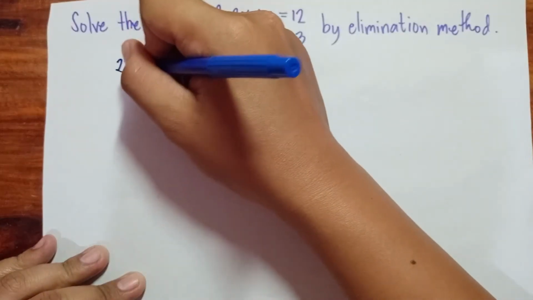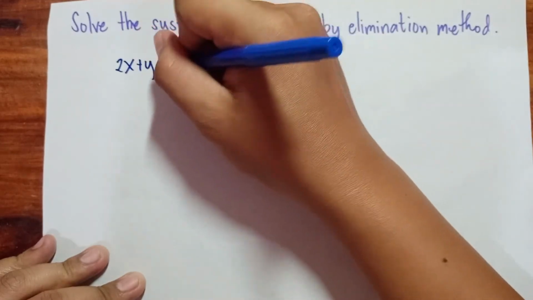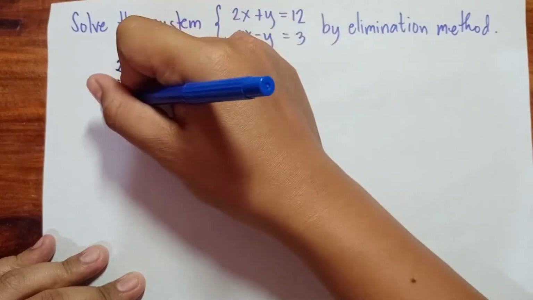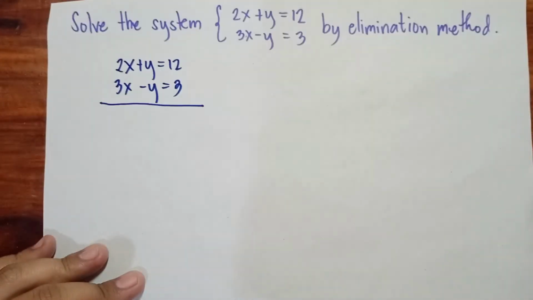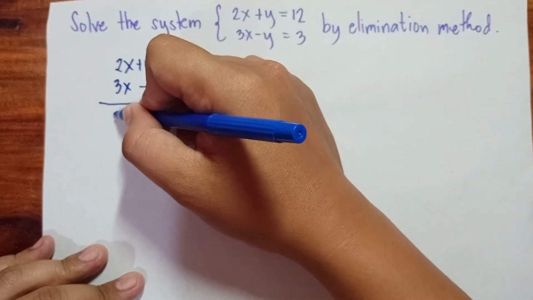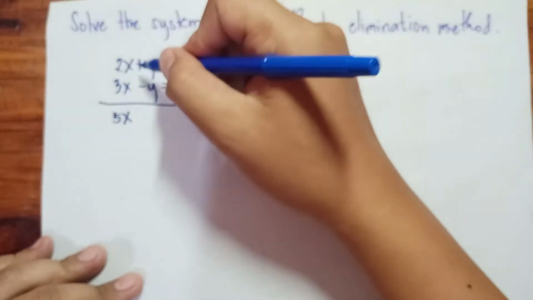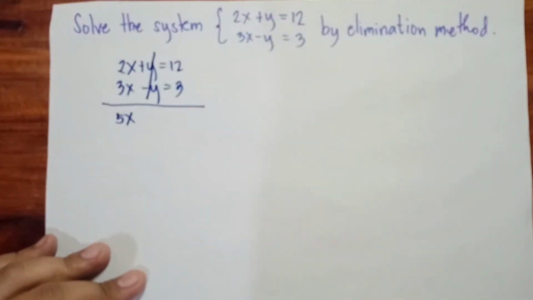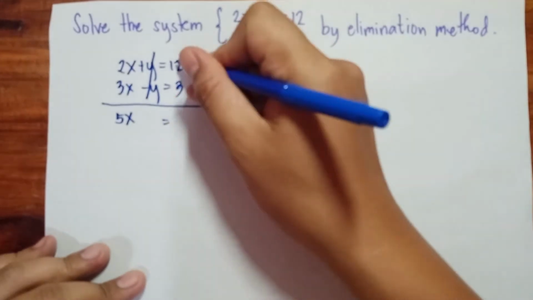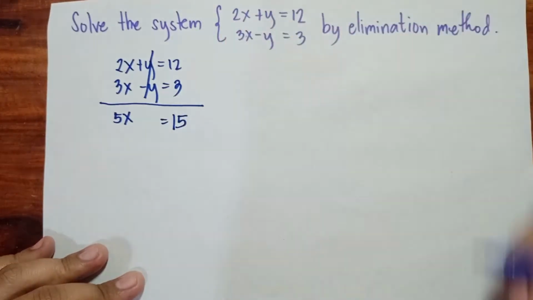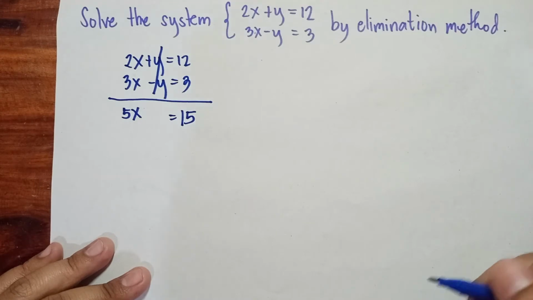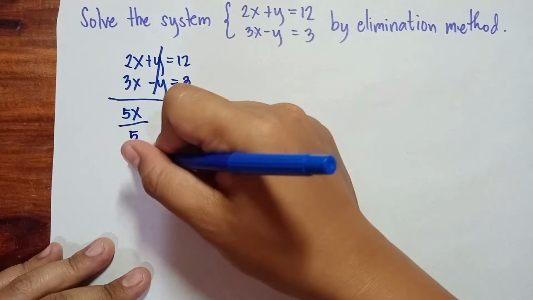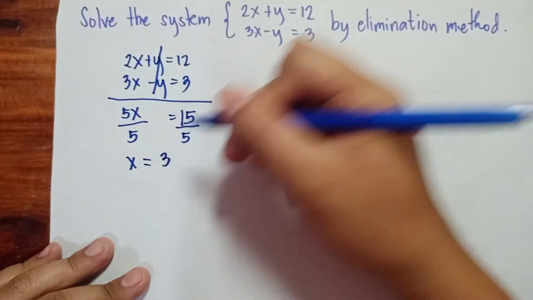So, we have here 2x plus y equals 12. Then 3x minus y equals 3. So, i-add na lang natin ito mga boss, yung dalawang equations to eliminate y. So, 2x plus 3x, that is 5x. Y plus negative y, so that is now 0. So, the variable y is now eliminated. This is equal to 12 plus 3, that is 15. Okay? So, next, mga boss, we're going to divide the whole equation by 5 to find the value of x. So, x is equal to 3.